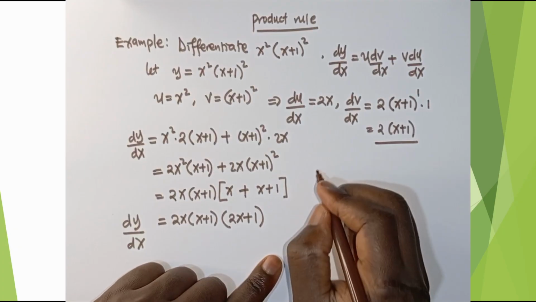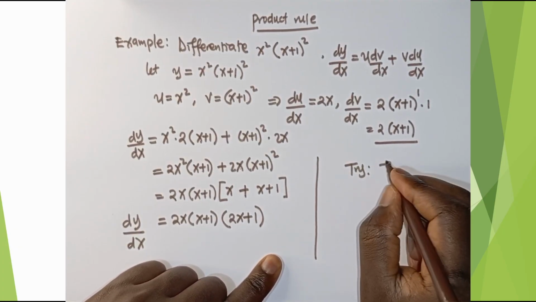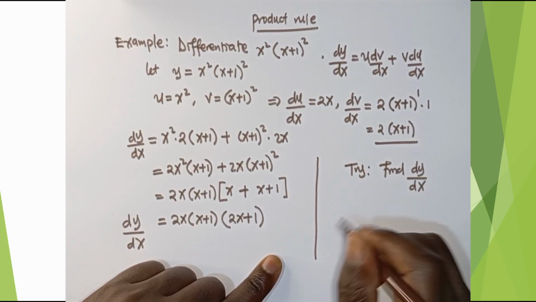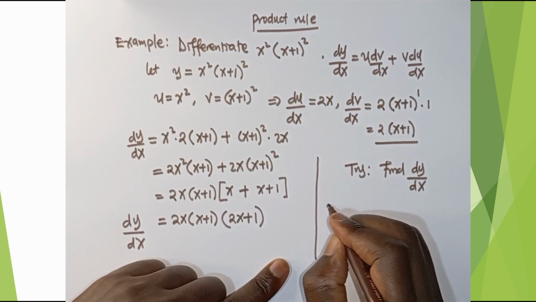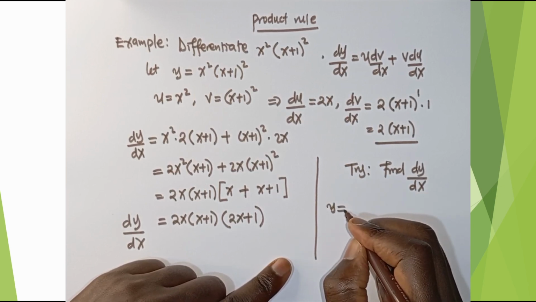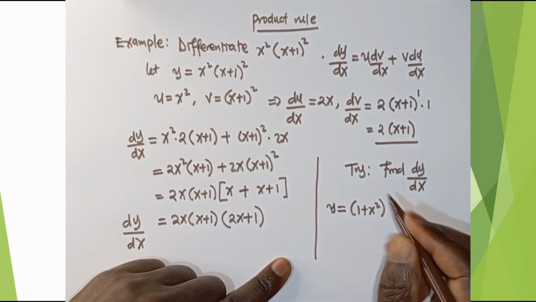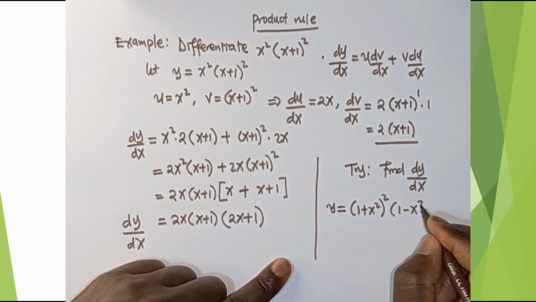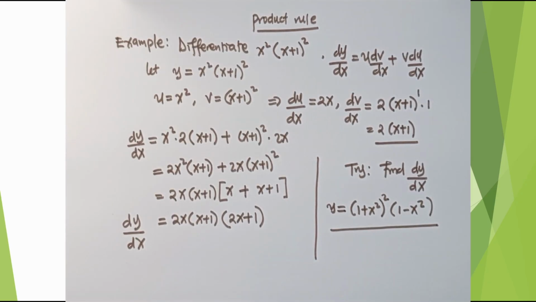Now your trial question. Find dy by dx. What are you finding? y is equal to 1 plus x square, then square into 1 minus x square. I want you to try out this and drop your final answer in the comment section.